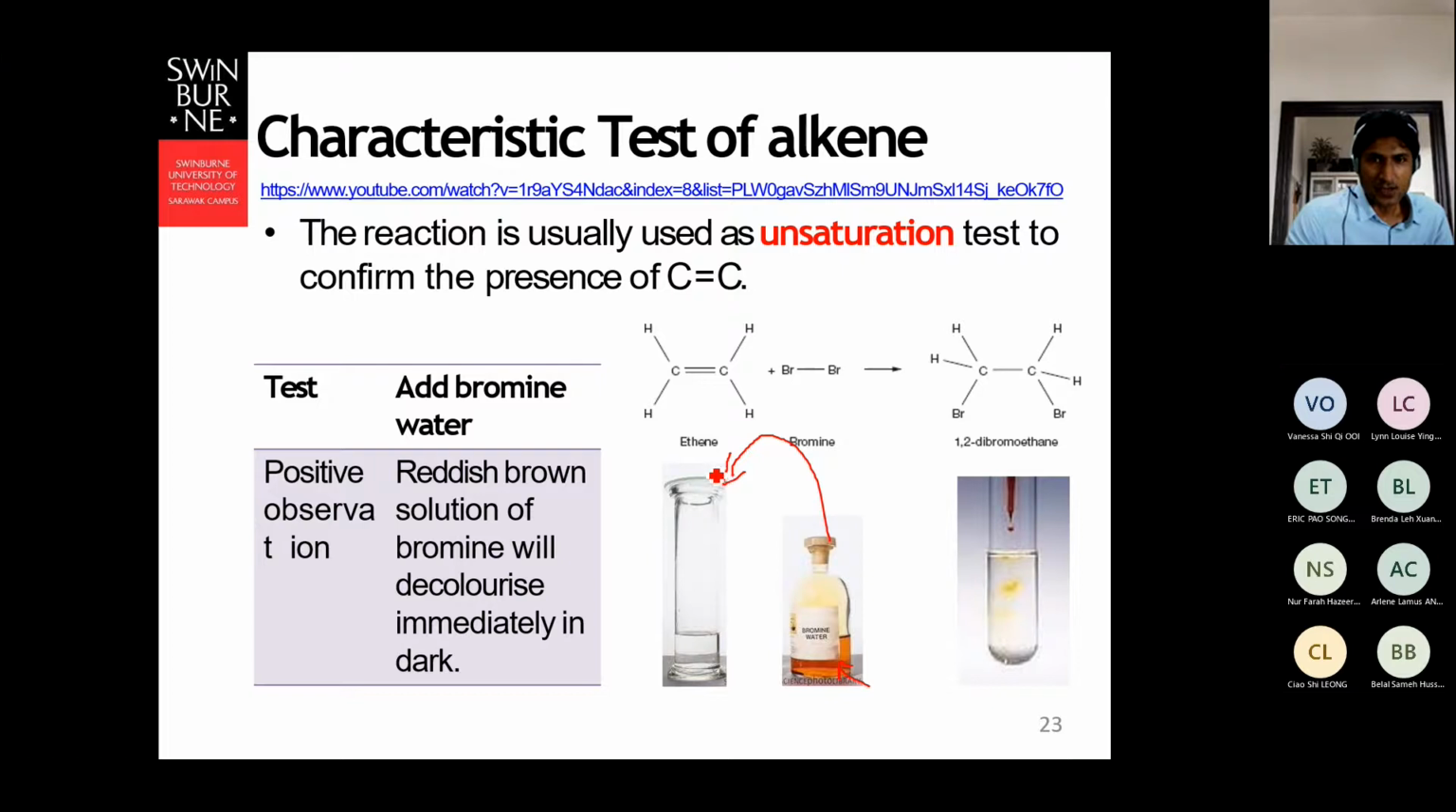So if we add 1 or 2 drops of bromine water and it is an alkene, if there is a double bond, unsaturation, in that compound, the color will vanish. It will be colorless. But if it is an alkane, there will be no change in color. The bromine water will still be a brownish or reddish brownish color. So only alkene will change the color.